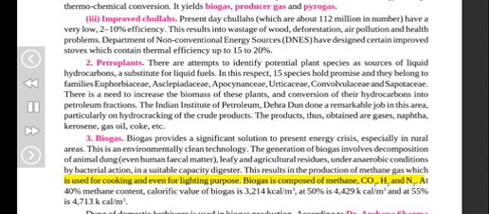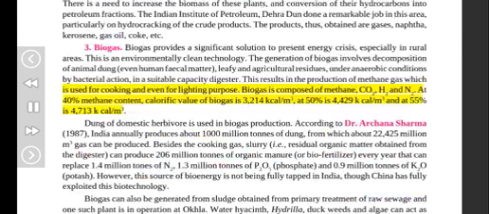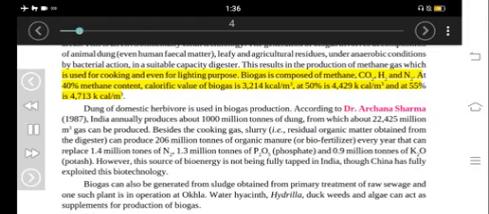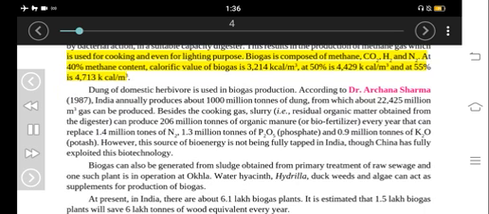Biogas is composed of methane, CO2, H2 and N2. At 40% methane content, calorific value of biogas is 3,214 kilocalories per cubic meter. At 50% it is 4,429 kcal per cubic meter, and at 55% it is 4,713 kcal per cubic meter. Dung of domestic herbivore is used in biogas production.